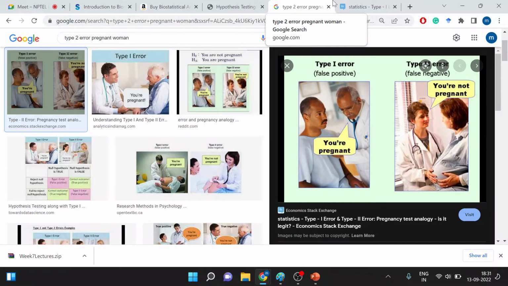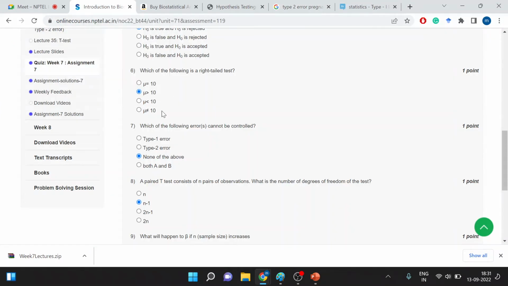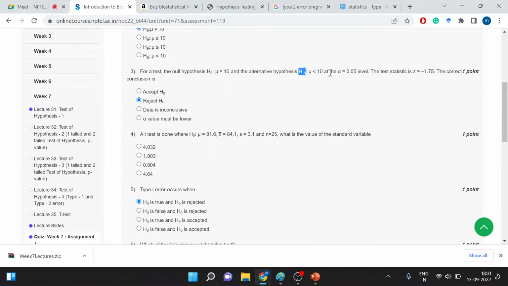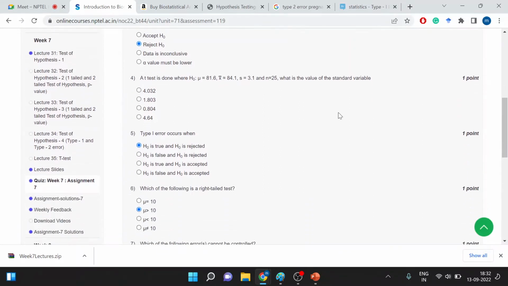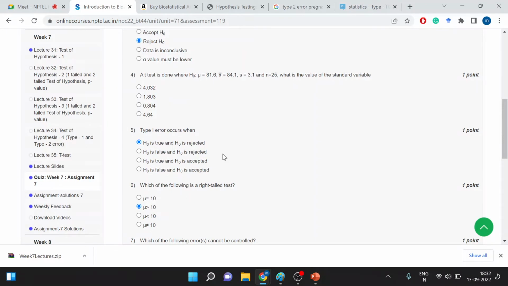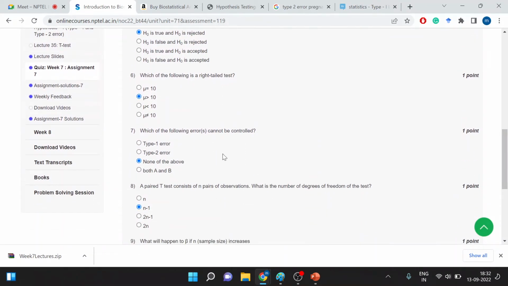How do you control type 1? By increasing the sample size. That is one way. The other way is by reducing your alpha significance. You have this alpha value, right? If you decrease your alpha level to smaller values, you reduce the chance of getting a type 1 error. But type 2, you cannot. Okay.